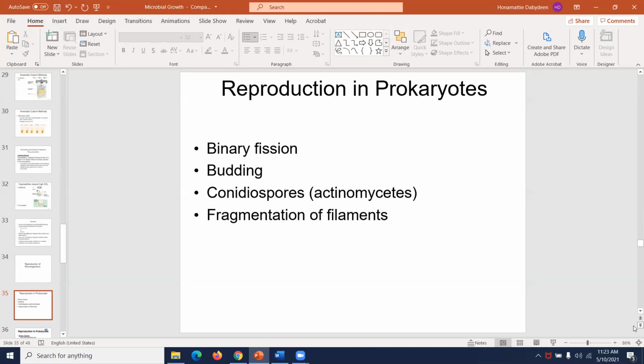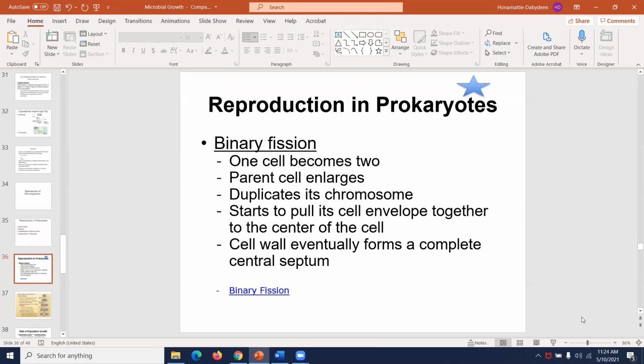Remember, our prokaryotic representative is the bacteria. Reproduction in bacteria can be by binary fission, budding, conidiospore production, and fragmentation of the filaments. In the very first lecture, we had a little animation that shows a little bit of budding, conidiophore, and fragmentation. But this time, we're basically going to concentrate on the binary fission process. Like I said, I showed you a little animation before. I'm sorry, I have another one here.